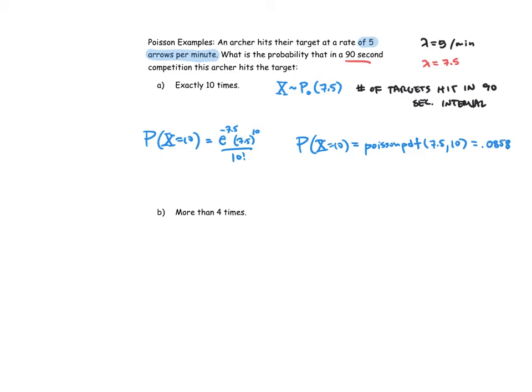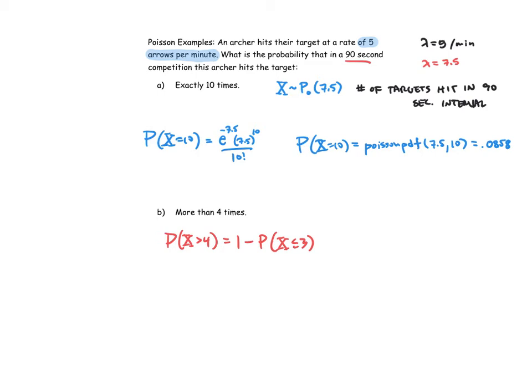Okay, so that's the probability of hitting 10 targets in 90 seconds, given that said archer can hit 5 targets in 1 minute. Okay, so more than 4 times. Now, this is definitely going to be a calculator allowed question. The probability that x is greater than 4 is going to be 1 minus the probability that x is less than or equal to 3.